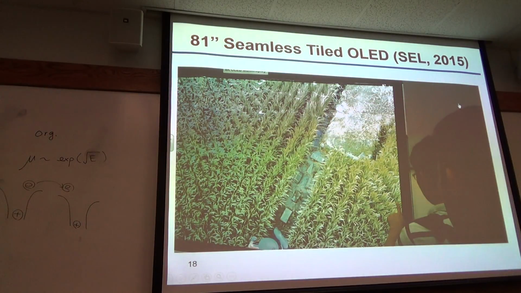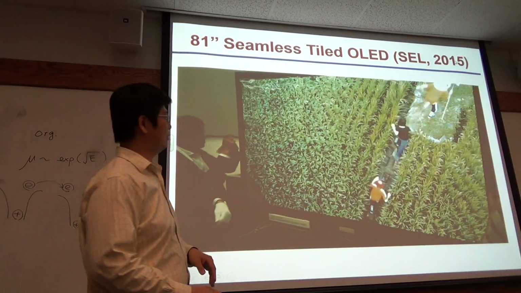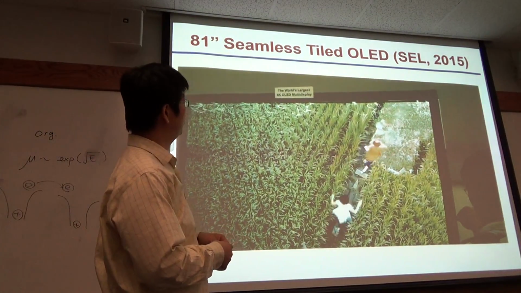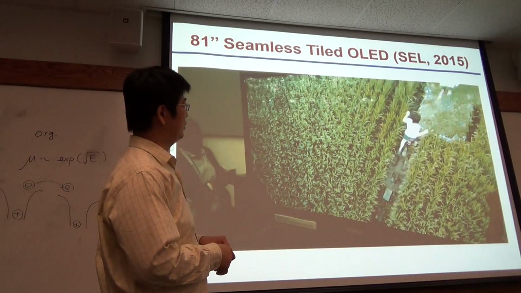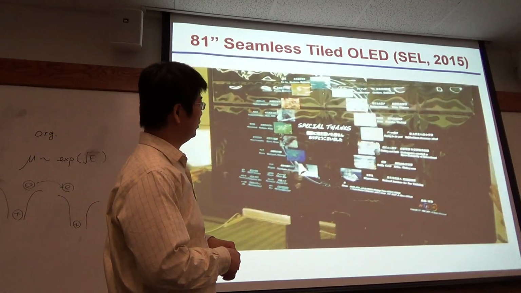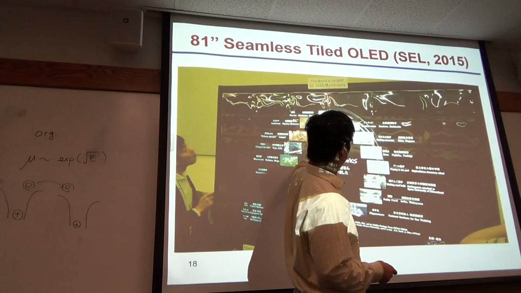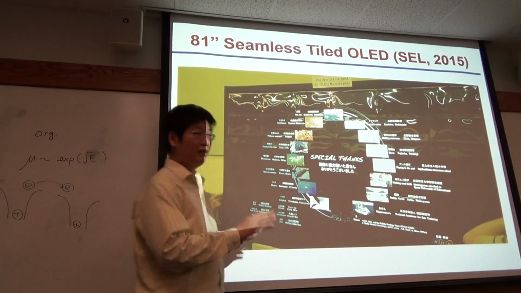So that is also 2015. It's OLED, 81 inch, but that is a tiled display. You can see how bad it is. So that's one, something like that. But it's seamless.